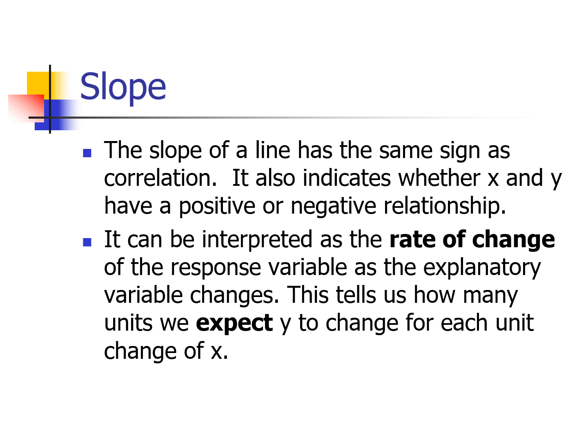It can be interpreted as the rate of change of the response variable as the explanatory variable changes. It tells us how many units we expect y to change for each unit change of x. In math, we talk a lot about this idea of rate of change, delta y over delta x. That's just describing slope. Slope is a rate of change.